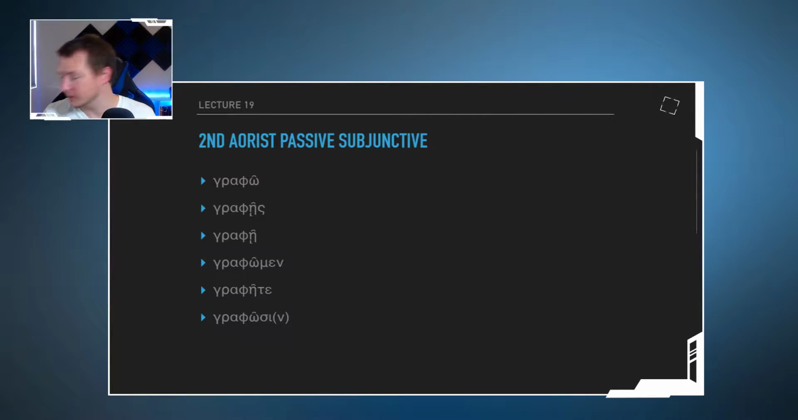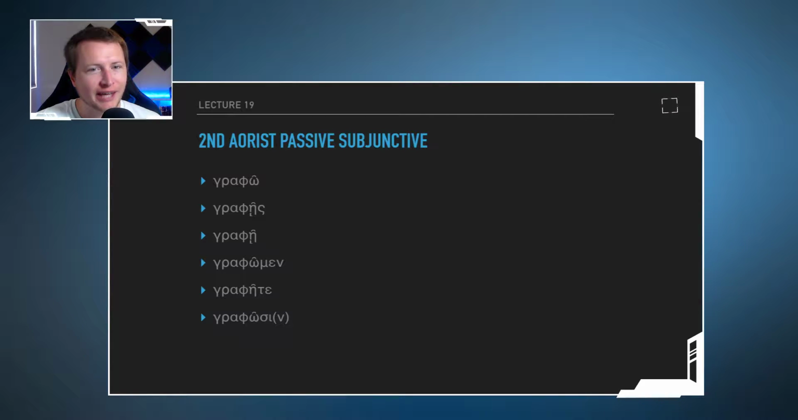Yeah, the accent's different. This is a circumflex accent over the omega rather than an acute accent over the alpha. And that's how you know you're dealing with something different. I told you the accents don't matter except for when they do. Right? They don't typically matter except for when they do. And this is one of those times where it does matter.